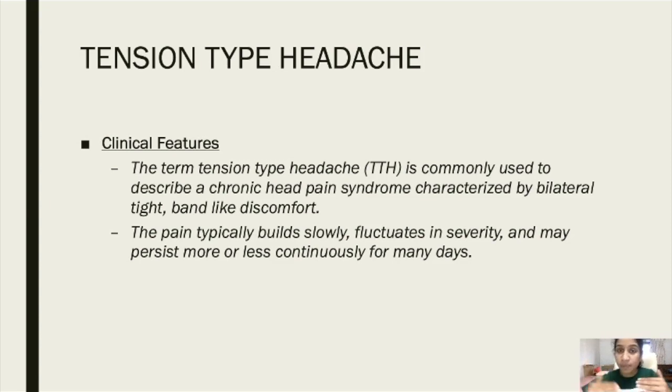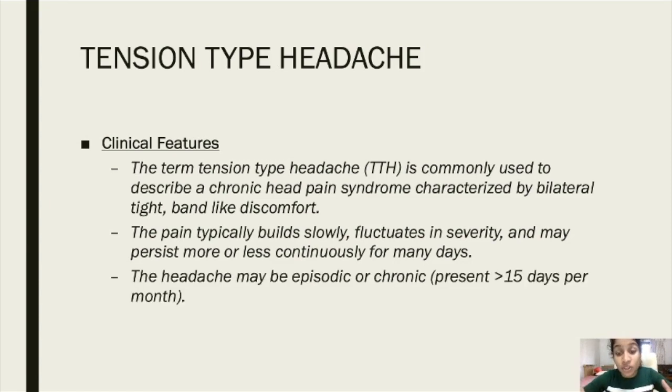Sometimes it will be very severe, sometimes it will come down, and it may persist more or less continuously for many days. We can't tell. So it will be there for this many days. This severity will change. The headache may be episodic or chronic, present more than 15 days per month. So it can be there for some period, then it will be normal, then it will be there for some more time. So it's episodic or chronic. It will be present for more than 15 days per month. In a month, for more than 15 days, the patient will have this type of pain. So it is a band-like discomfort, bilateral, on both sides.